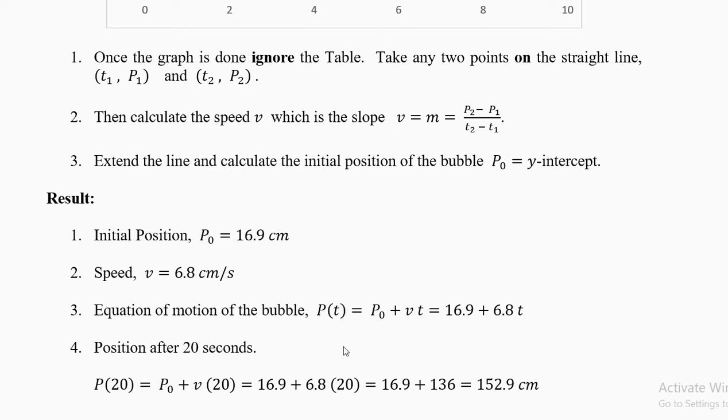What is the equation of motion? P(t) equals P0 plus speed times time. P0 is 16.9. Speed is 6.8. Put the t here because the equation needs a variable. Now with this equation, you can calculate the position of the bubble.